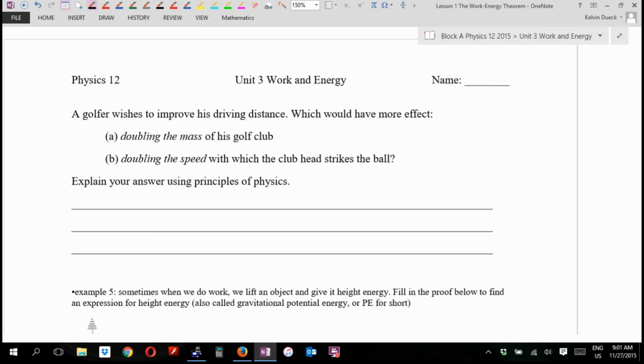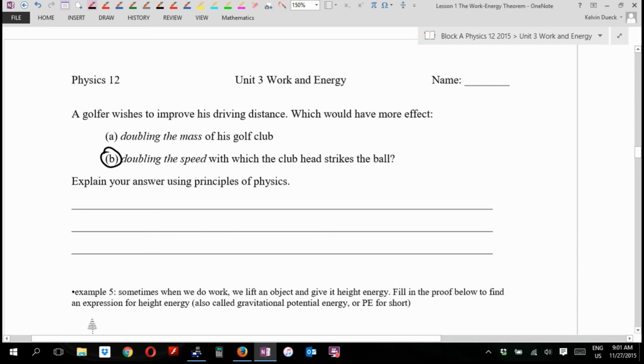Yeah. Doesn't make a difference. No, it makes a huge difference. Addie: doubling the mass. Nope. Devin: the speed. Why? Because it has a squared. What? Okay, let's look. First of all, huge difference.